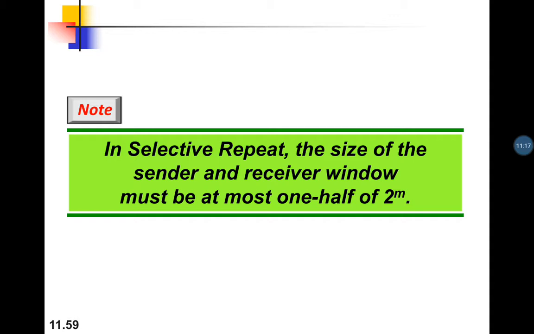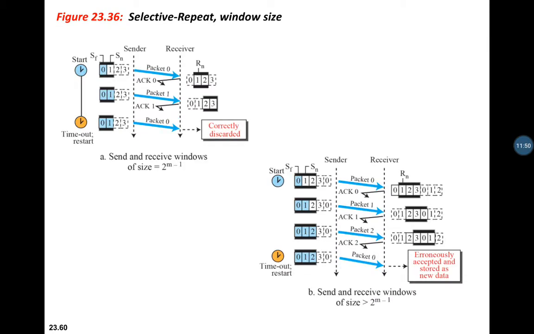And then we'll see why the sender and the receiver window must be 1/2 of 2 power m. As I have told, in the selective repeat, the size of the sender and the receiver window are both the same, and it is 1/2 of 2 power m. That means 2 power m divided by 2, that means 2 power m minus 1. For example, if m is 2, then it is 2 power 2 minus 1, that means 2 power 1. That means the window size is 2. So this is about the window size.